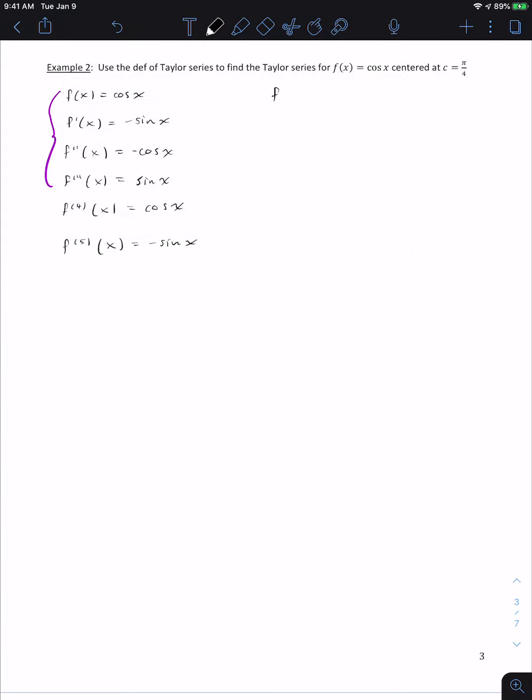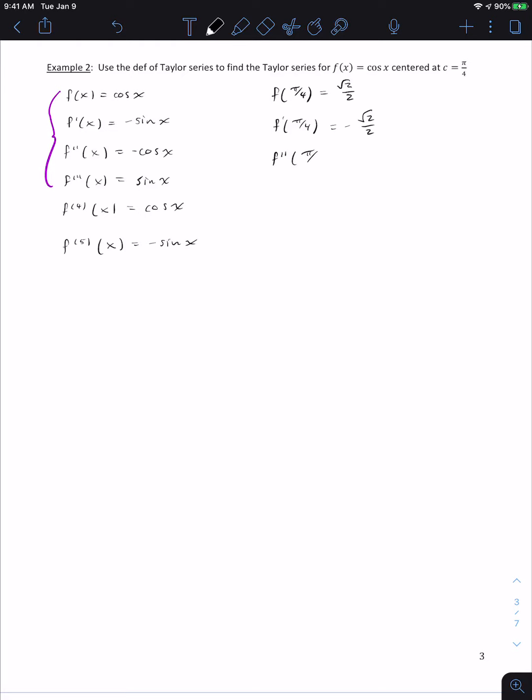Okay, and now I'm going to plug in pi over 4, right? Remember, pi over 4 is just the point radical 2 over 2 and radical 2 over 2. So all of these are just going to be either positive or negative radical 2 over 2, right? So cosine at pi over 4 is going to be radical 2 over 2. Negative sine at pi over 4: well, sine at pi over 4 is radical 2 over 2, but then we throw a negative sign there. So this is negative radical 2 over 2.